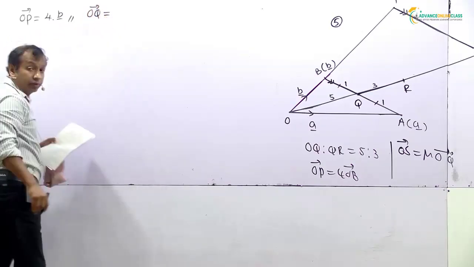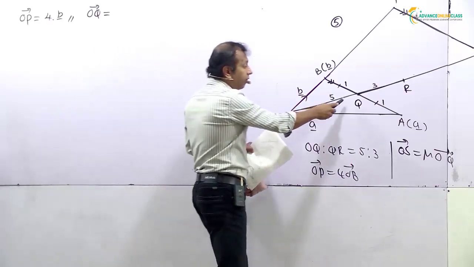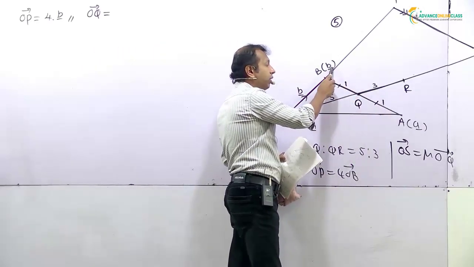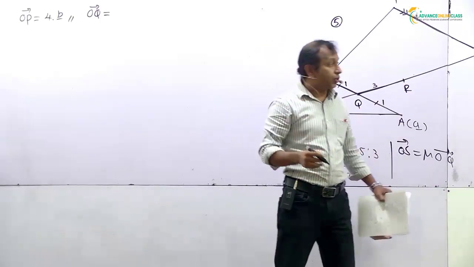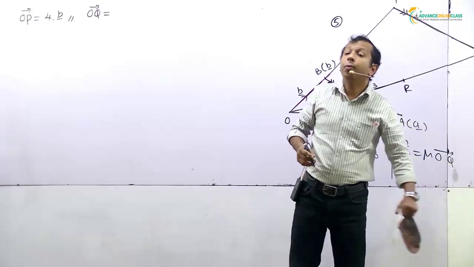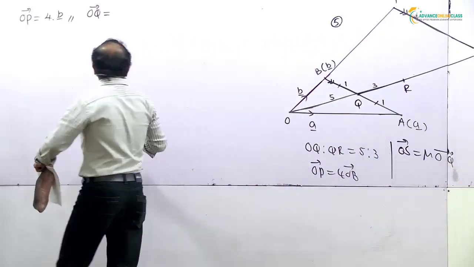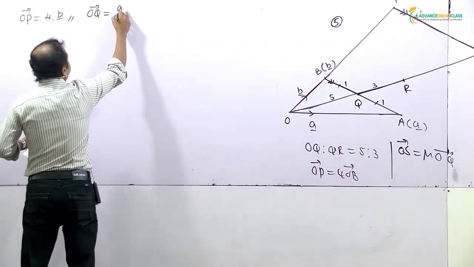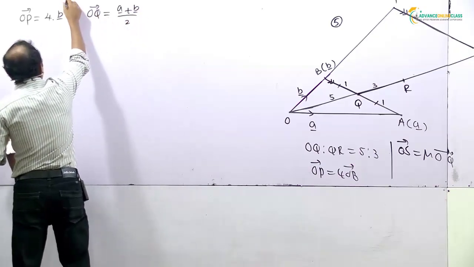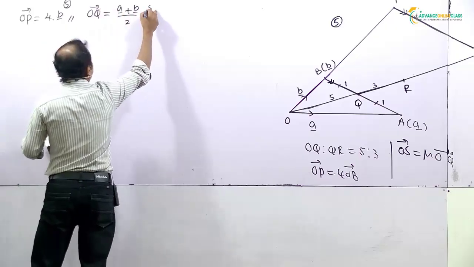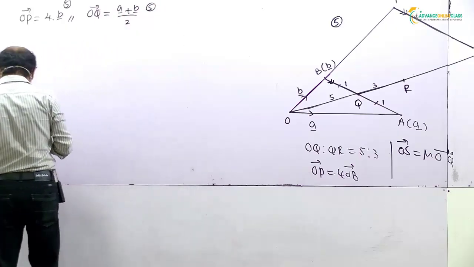OQ vector. Q is the midpoint. Apply the ratio theorem: 1 is to B plus 1 is to A, divided by 1 plus 1. We can directly use the ratio theorem because in the first part we have the root, right? OQ is A plus B by 2. For this, you are given 5 marks.